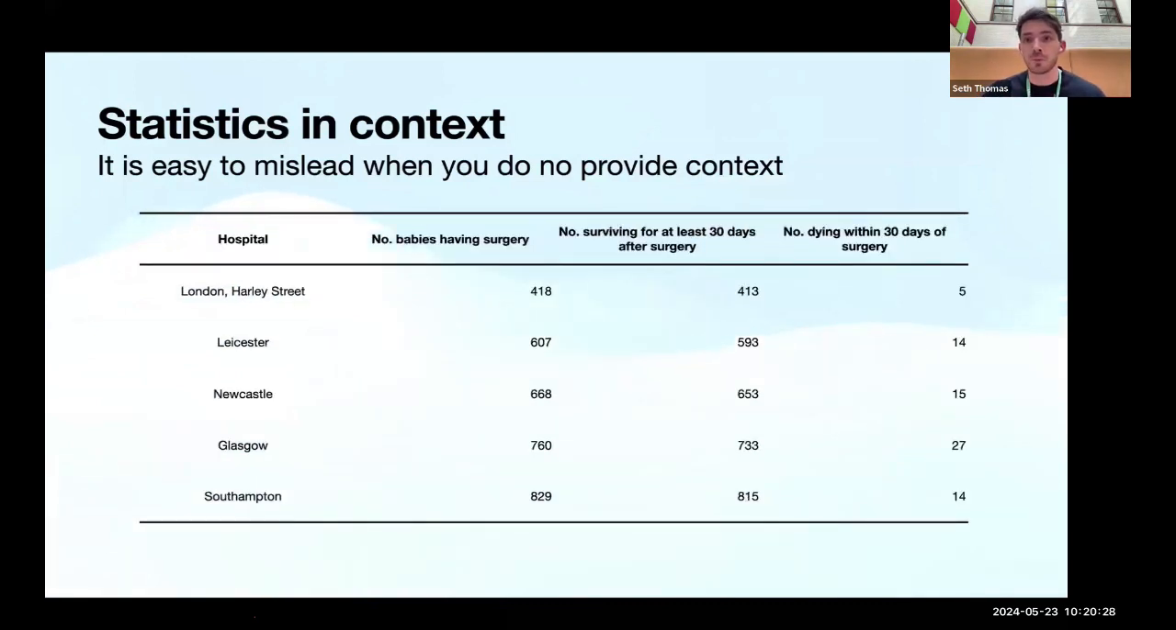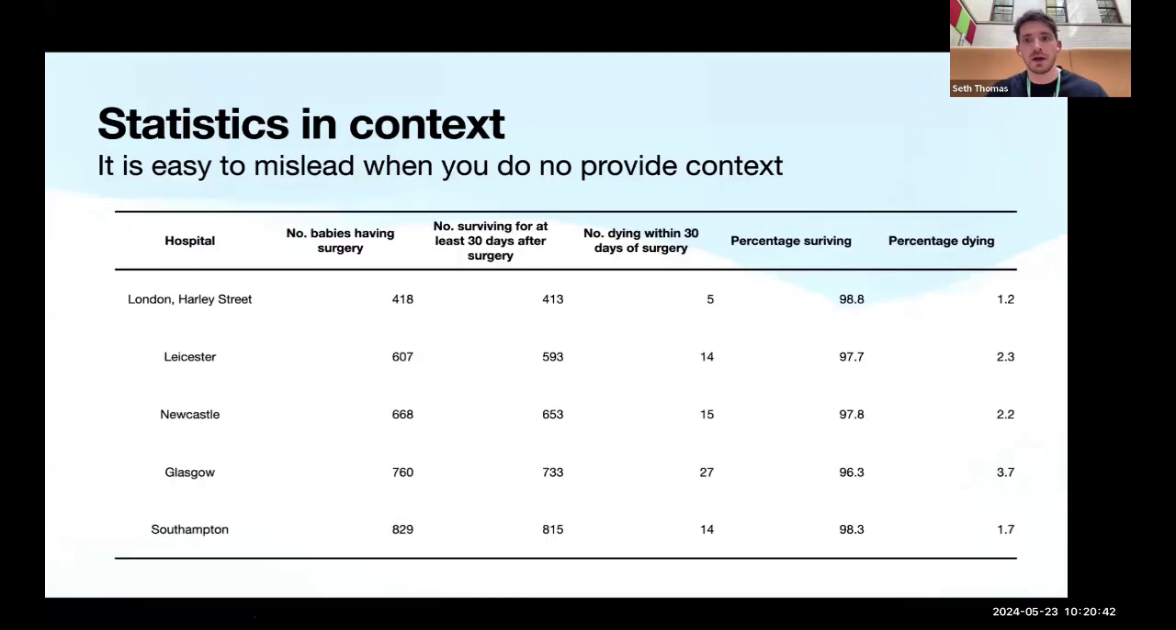For example, I might want to bring in and calculate from those the number of babies that passed away within 30 days. And I'm getting more insight now because the numbers are telling me more information. And I can go one step further and I can say, okay, maybe I calculate the percentage that survived or the percentage that did not survive.